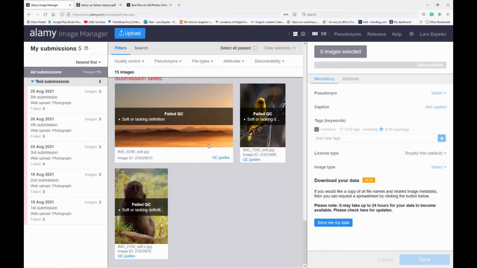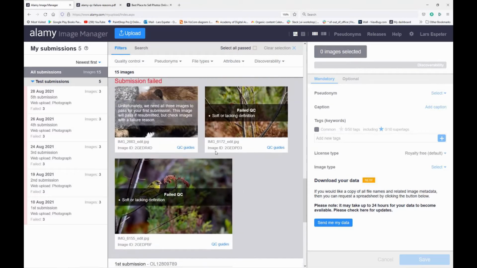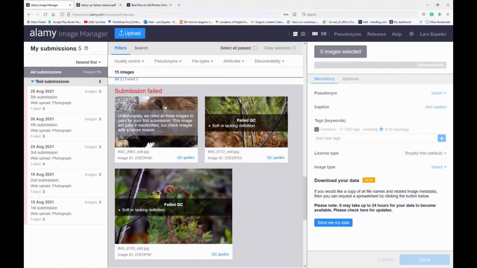So I did another attempt with a couple of different images, and hey, one of the images got accepted, a photo of a dassie on a rainy day up on Table Mountain. The other two got rejected for, again, soft or lacking definition.